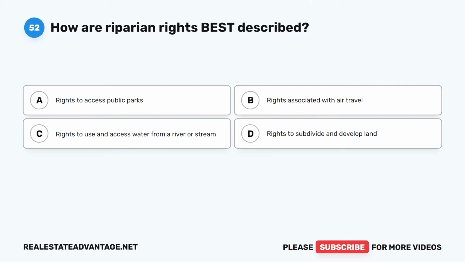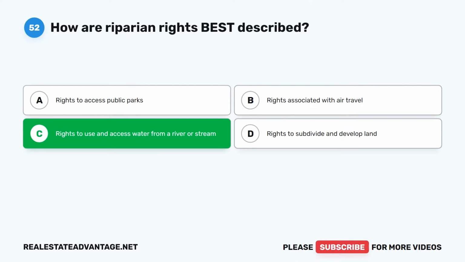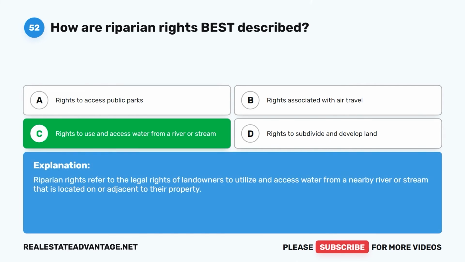Question 52. How are riparian rights best described? A. Rights to access public parks. B. Rights associated with air travel. C. Rights to use and access water from a river or stream. D. Rights to subdivide and develop land. The correct answer is C. Rights to use and access water from a river or stream. Riparian rights refer to the legal rights of landowners to utilize and access water from a nearby river or stream that is located on or adjacent to their property.